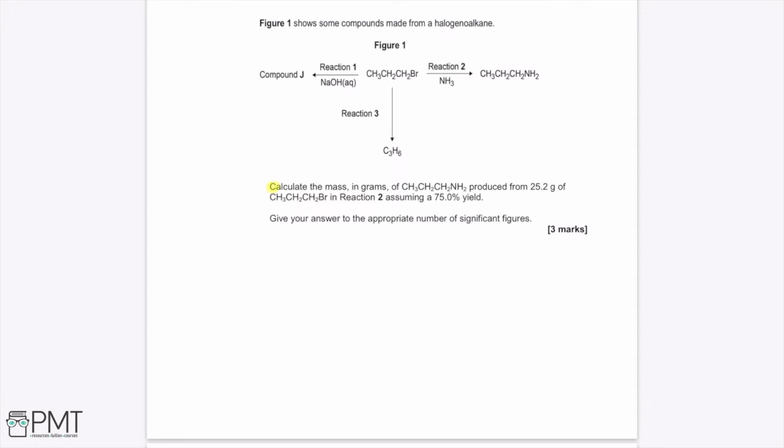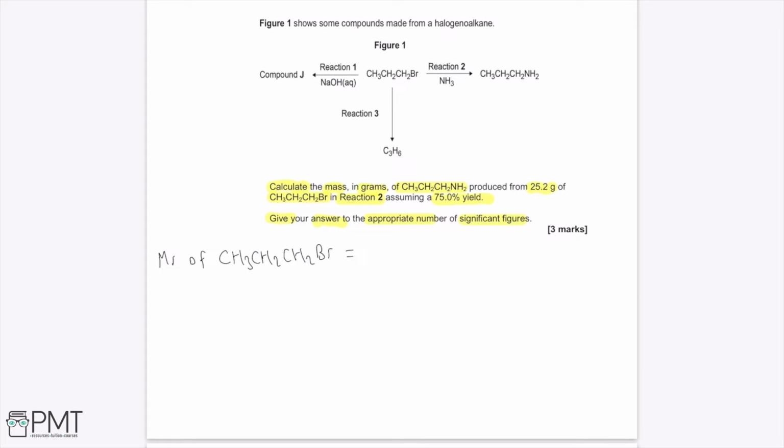Moving on, we are then asked to calculate the mass in grams of CH3CH2CH2NH2 produced from 25.2 grams of CH3CH2CH2Br in reaction 2, assuming there is a 75% yield. We are then asked to give our answer to an appropriate number of significant figures. So first of all, we need to work out the Mr of our halogen alkane. We can do this by looking at the periodic table, where carbon has an Mr of 12, hydrogen has an Mr of 1, and bromine has an Mr of 79.9.